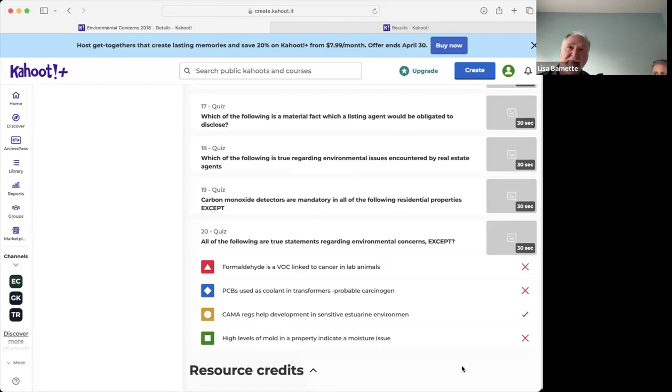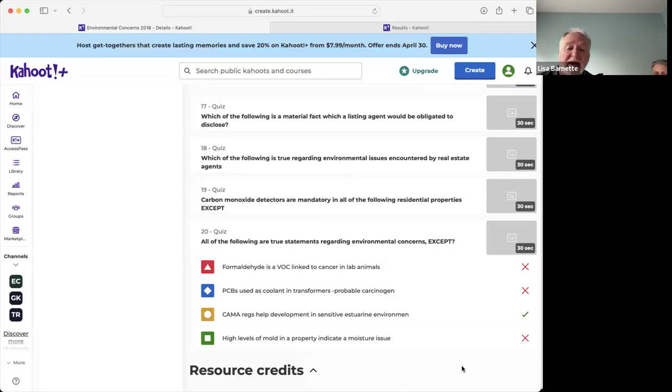It has been considered a carcinogen to lab animals, but it's never been considered a carcinogen to humans. It's an irritant. So you might walk into that trailer I was talking about, and you might start coughing, but it's not going to cause lung cancer in humans unless you were exposed for very long periods of time. Let's see, what did the answer turn out to be? CAMA regs help development in sensitive estuarine environments.